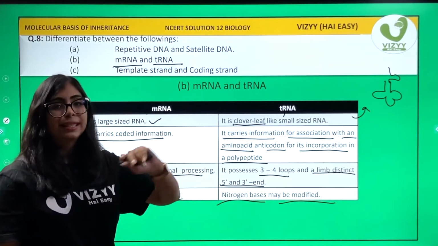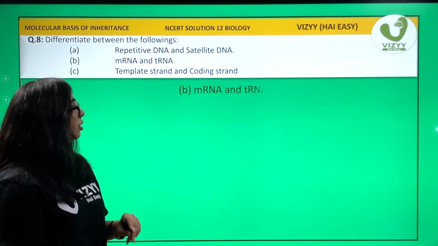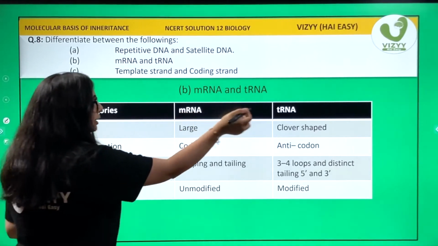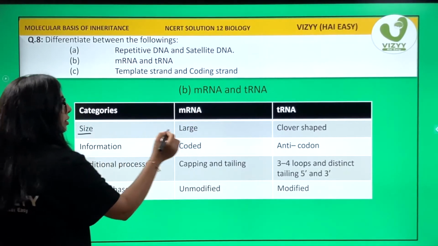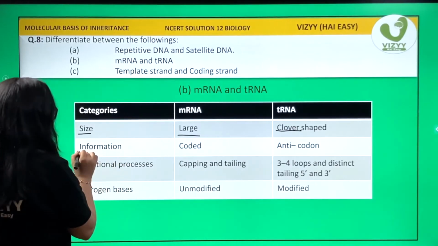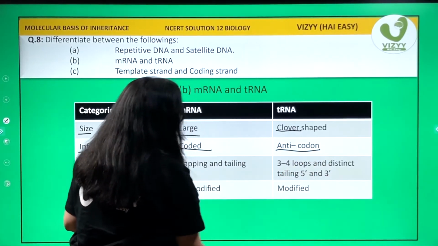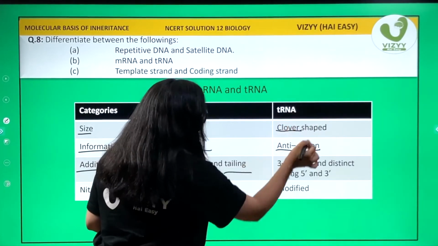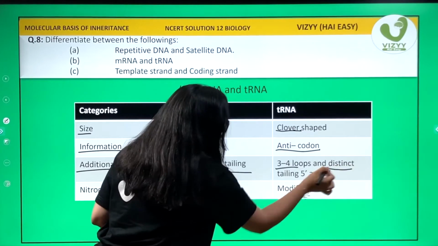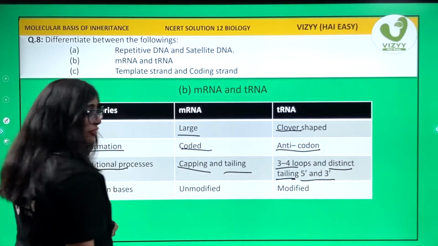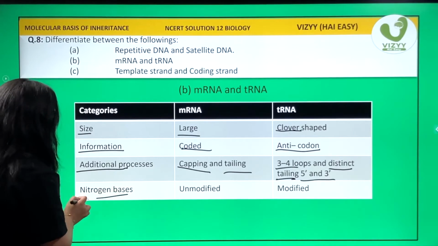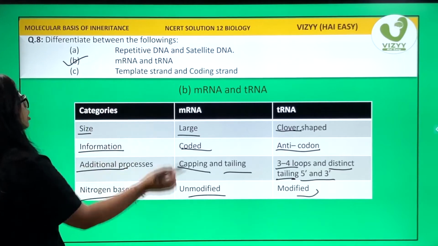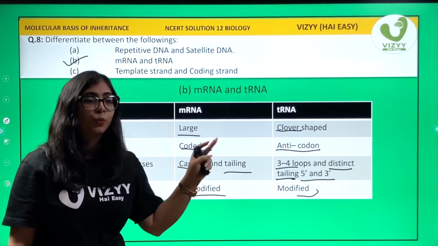Okay, now let's categorize this. Categorizing mRNA and tRNA. Size: large, clover shaped. Information: coded, has an anticodon. Now additional processes: capping and tailing. tRNA possesses what? 3 to 4 loops and a distinct tail and has a 5' to 3' end. Now nitrogen bases are unmodified in mRNA and they are modified in tRNA. So we are done with difference number 2.